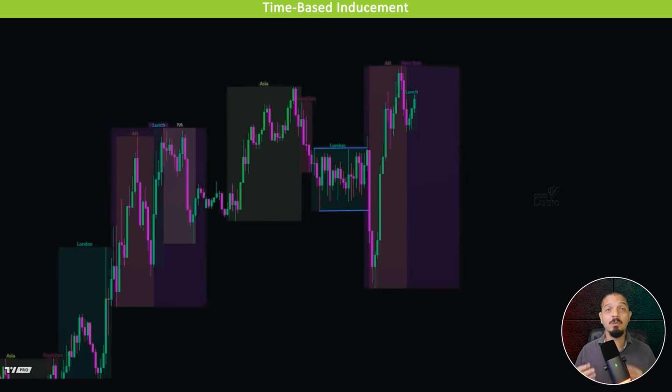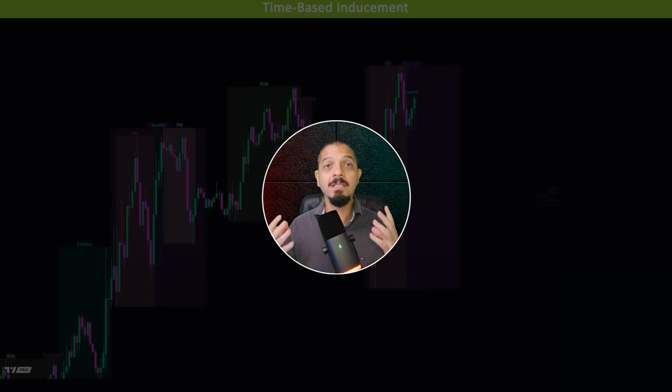This entire sequence is what we call time-based inducement. Time-based inducement shows us when and where the market is most likely to trap traders. But recognizing the trap is only half of the equation. The next step is knowing where to position yourself after liquidity has been collected. In this masterclass, we choose to use the ICT Optimal Trading Zone because it is one of the most effective execution models we use here at the ComLucro channel to align entries with real institutional intent.